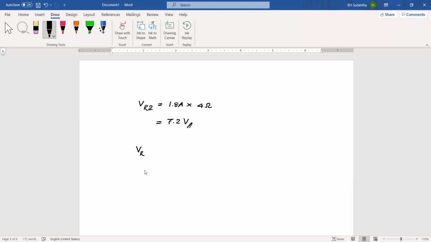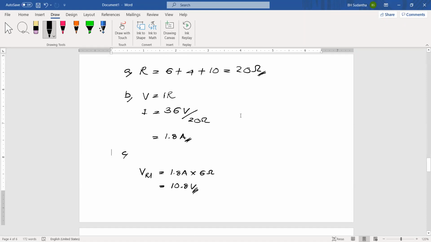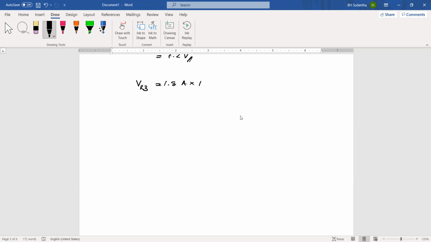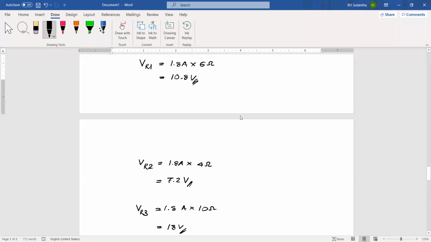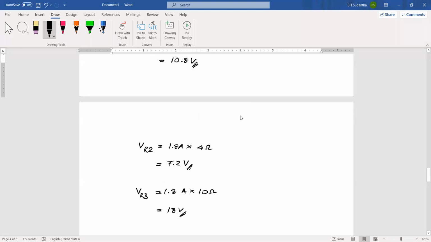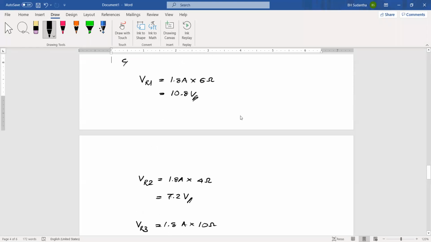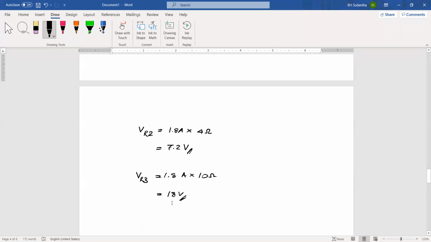And VR3: 1.8 ampere, the resistance is 10 ohms. Then 18 volts. This is 10.8, 7.2, 18. Altogether, it should be 36 volts, because this 36 volts is divided among these three resistors since they are in series. When you add 10.8, 7.2, and 18 together, it should be 36 volts.